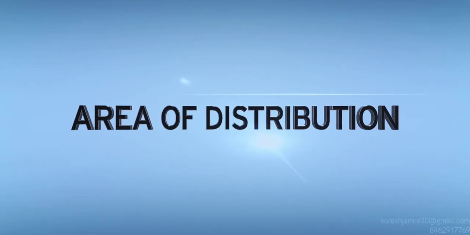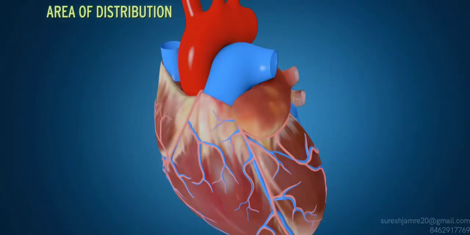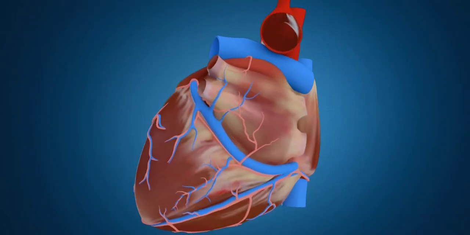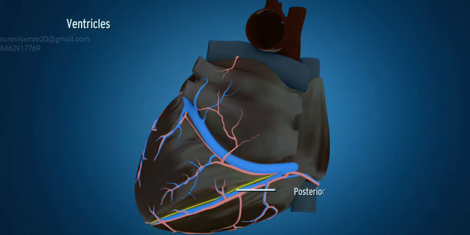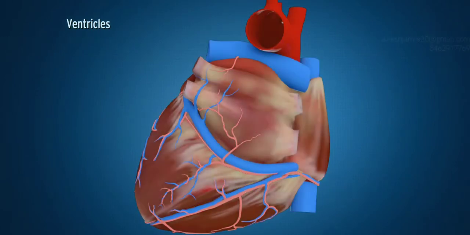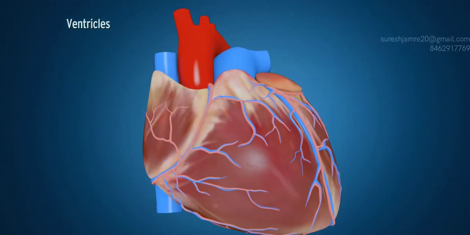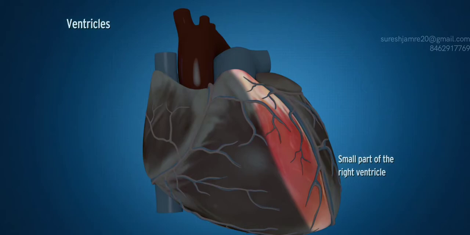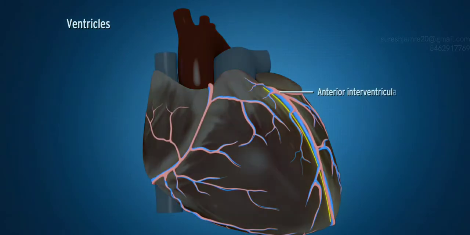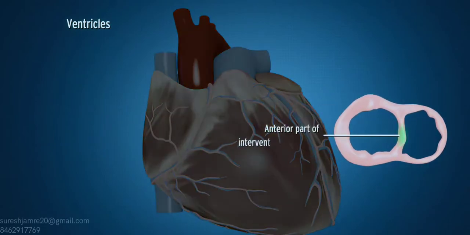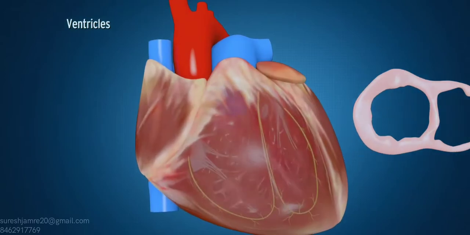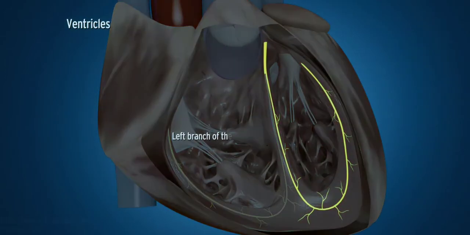Area of distribution. Left atrium. Ventricles: greater part of the left ventricle, except the area adjoining the posterior interventricular groove; a small part of the right ventricle adjoining the anterior interventricular groove; anterior part of the interventricular septum; a part of the left branch of the AV bundle.